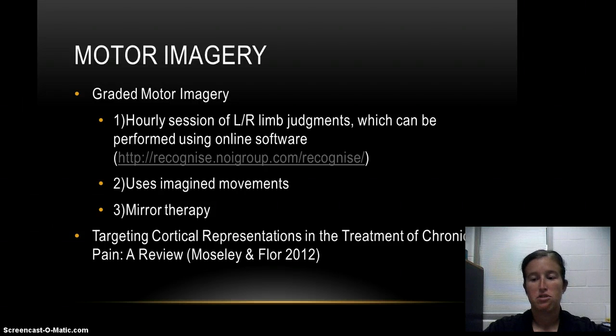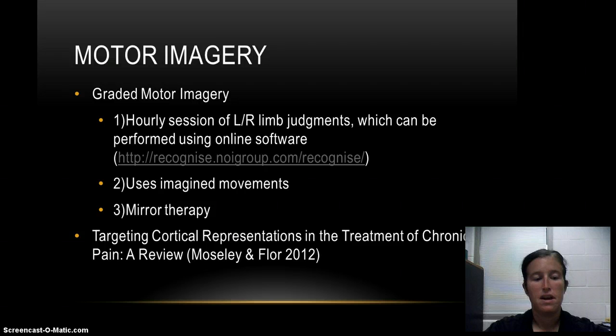Motor imagery exercises are essentially being able to move without moving. So imagining yourself moving a limb or body part that would typically be in pain, but imagining it moving in a non-painful way. So again, this is an imagery technique. So imagining yourself stepping up to the batter's box and hitting a home run and then getting into the batter's box and actually doing it.